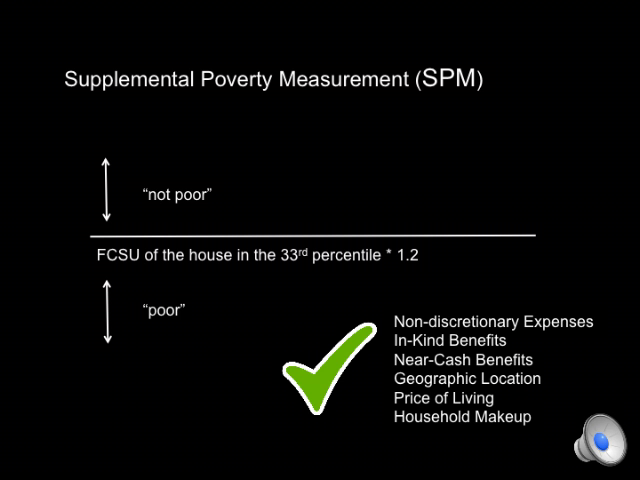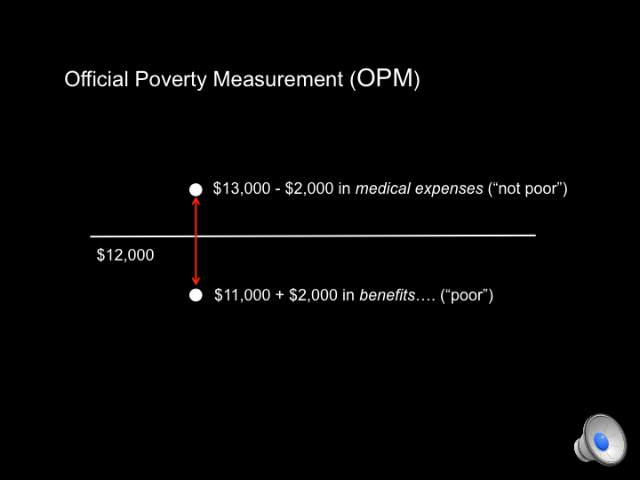Instead of using gross annual pre-tax income, the SPM uses the GAPTI after non-discretionary expenses, as well as in-kind and near-cash benefits have been accounted for. The SPM also adjusts for geographic location, price of living, and modern familial configuration.